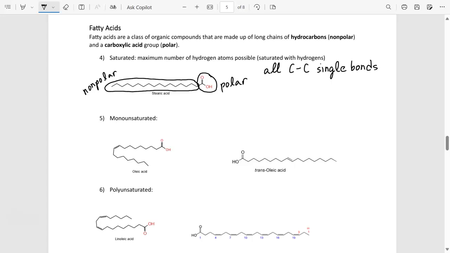Now, this doesn't count the double bond to the oxygen, of course, but when we're looking at that hydrocarbon chain that comes off of it, they need to be all carbon-carbon single bonds, or what we call alkane groups. Monounsaturated is going to be if we have only one carbon-carbon double bond.